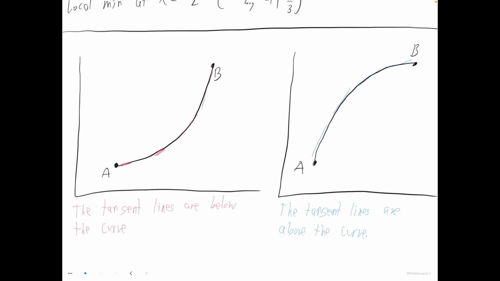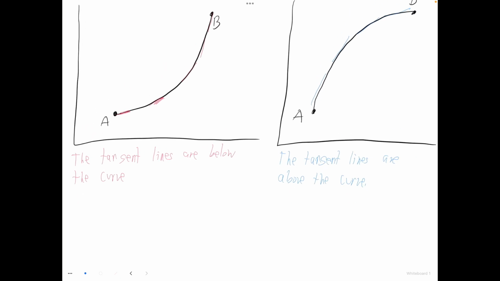And now we have names for these two types of situations. When the tangent lines all lie below the graph, we say that we are concave up. We're concave up if the tangent lines are below the graph, and we are concave down if the tangent lines all lie above the graph.